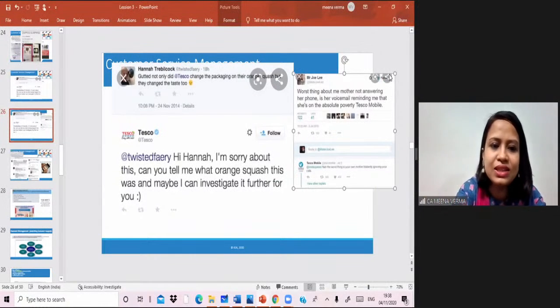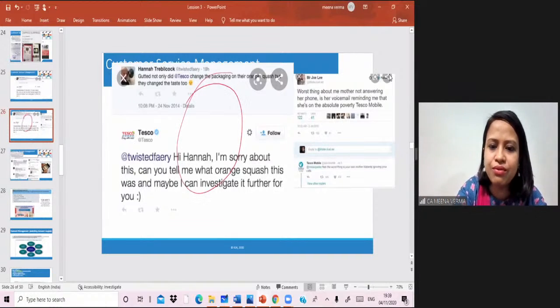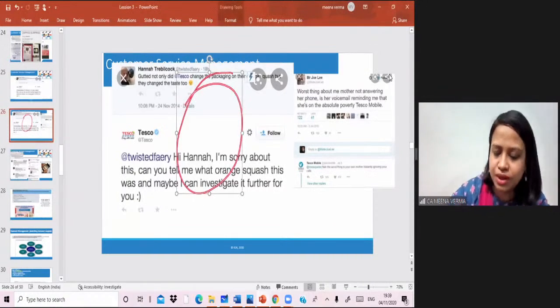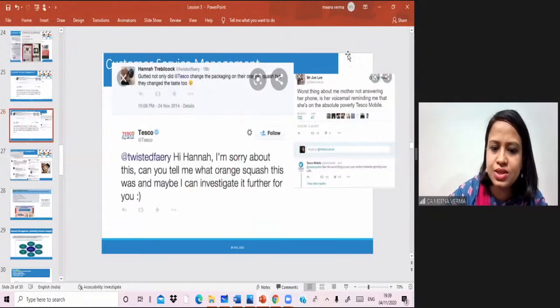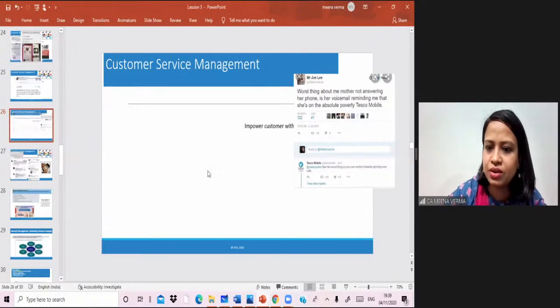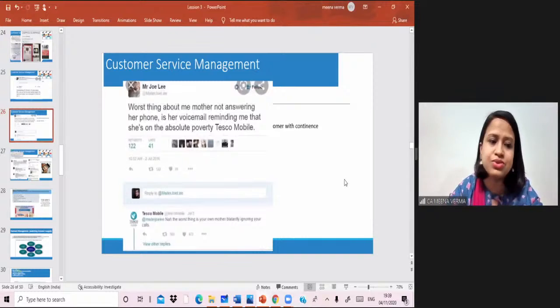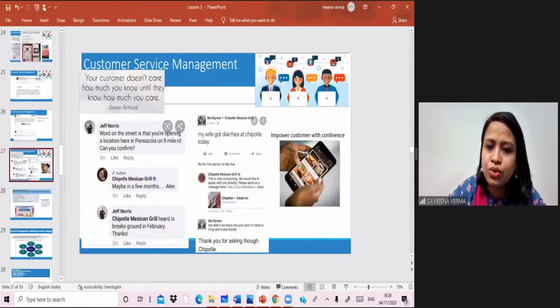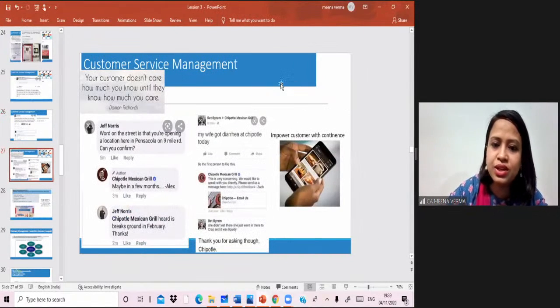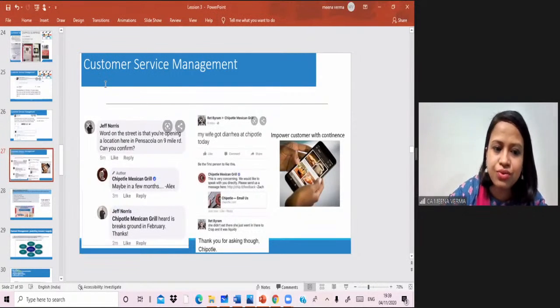So you can see, this is an example I have taken from somewhere. One more example I have taken. This is the example of Tesco company. One more example of Tesco company. This is all the example of customer services, how great their customer services is, how they are using the social media for building the customer relationship with their customer.